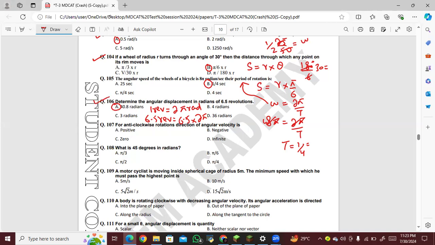For anti-clockwise rotation, the angular velocity. If you rotate your fingers anti-clockwise, then the thumb will point out of the page, along the positive axis. So its angular velocity will be positive.